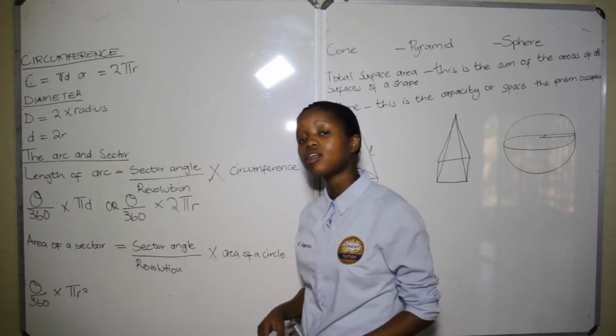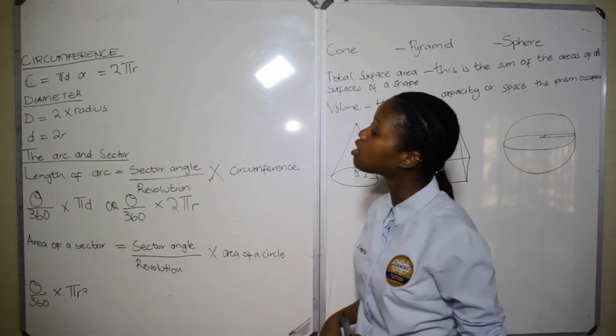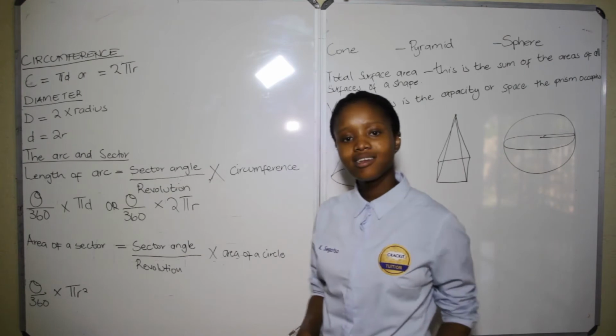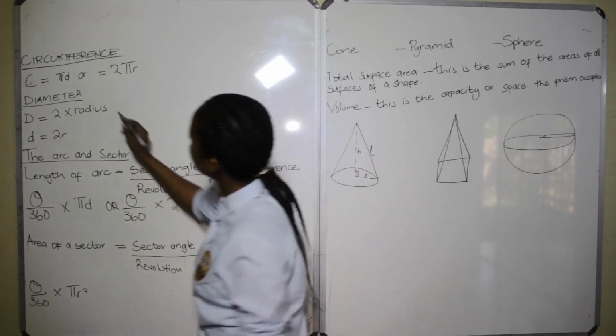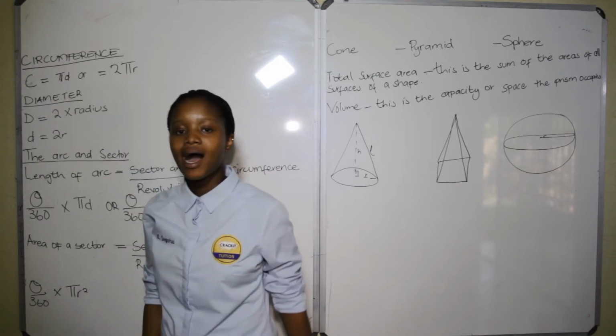So how do you calculate the circumference? If a question comes to you and says, what is the circumference of the circle? What are you going to use? You're going to use C equals pi d.